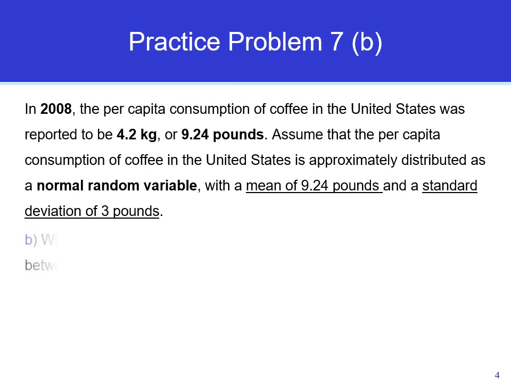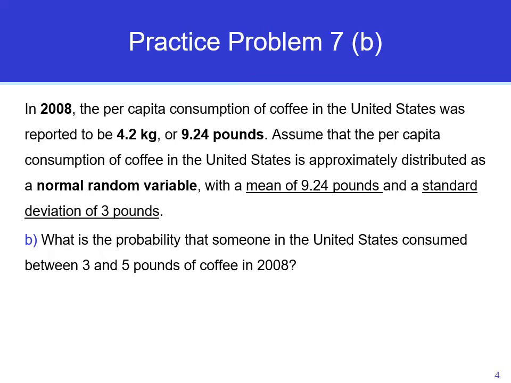Follow-up question. What is the probability that someone in the US consumed between 3 and 5 pounds of coffee in 2008? Please pause, work on this problem, and then come back to see the solution. Let's see the solution. We are dealing with the same problem. The random variable X represents the per capita consumption of coffee in the US in 2008, and it follows a normal distribution with an average of 9.24 pounds and a standard deviation of 3 pounds.